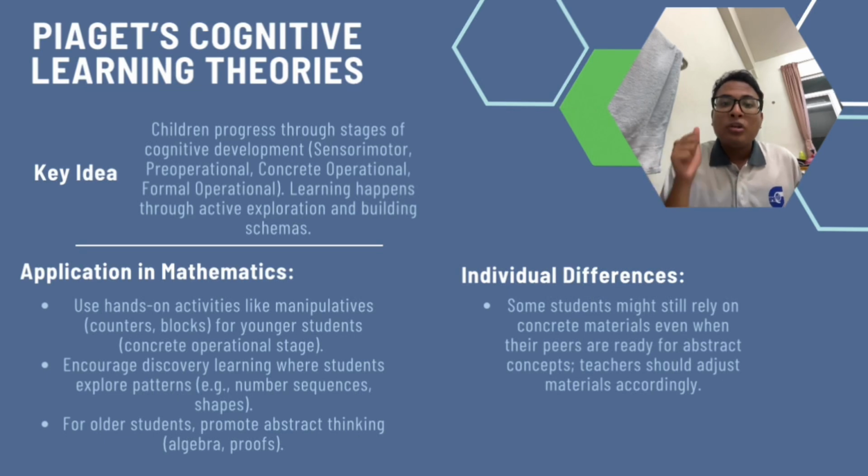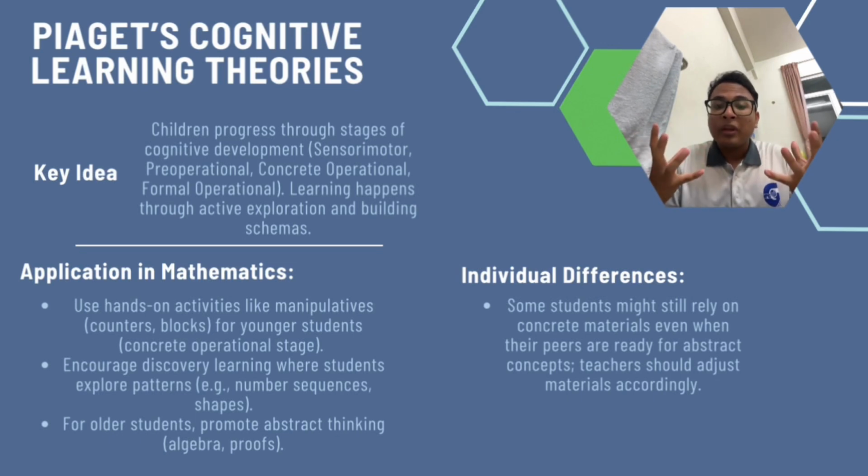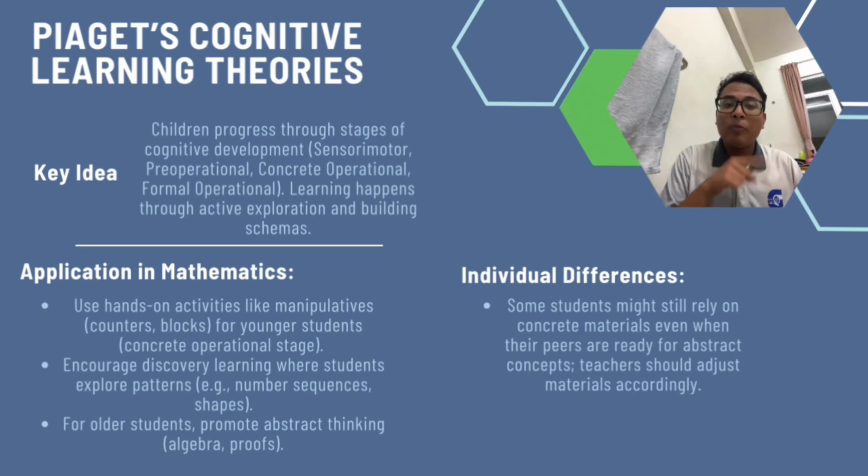So what is the application of Piaget's cognitive learning theory in mathematics? The first is to use hands-on activities like manipulatives, such as counters and blocks, which are hands-on things for younger students. This is the concrete operational stage. The second is to encourage discovery learning, where students explore patterns, for example number sequences and shapes. The third is for older students, to promote abstract thinking like algebra and proof.